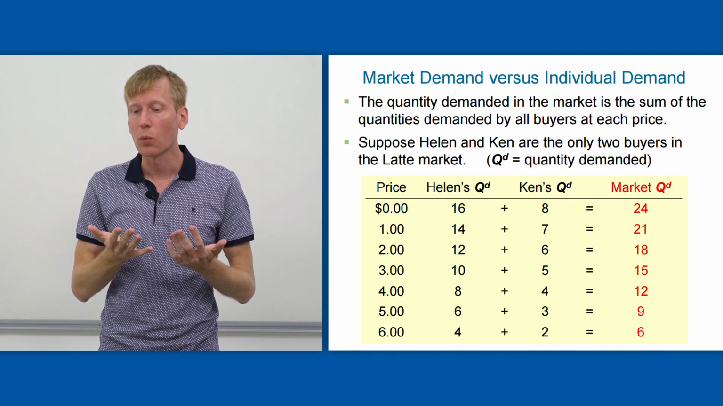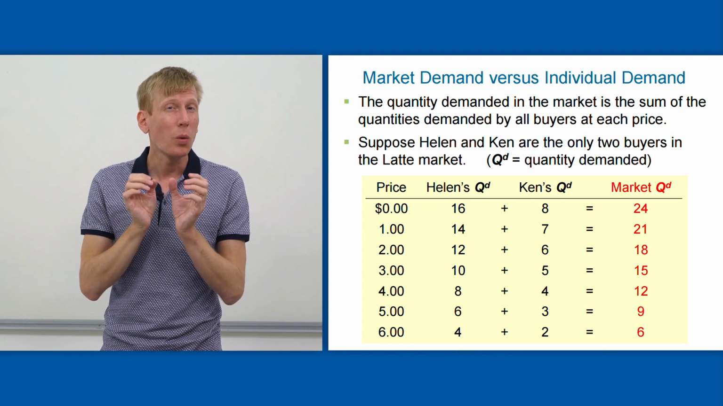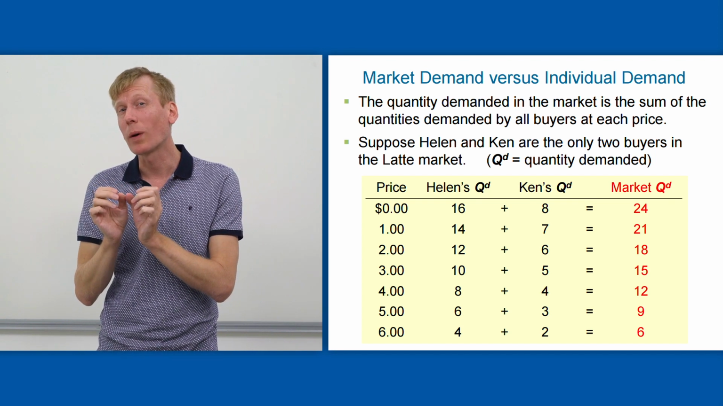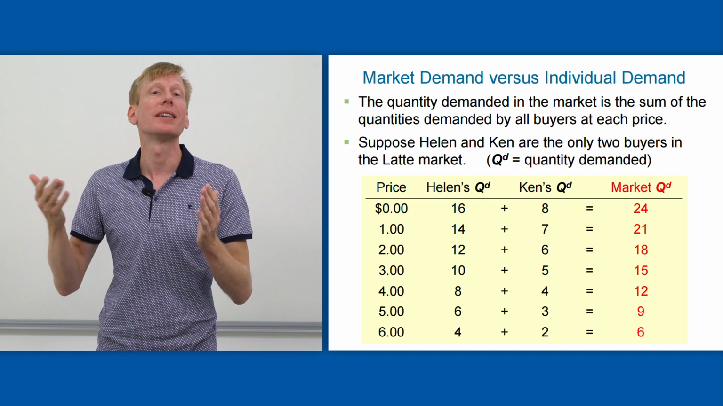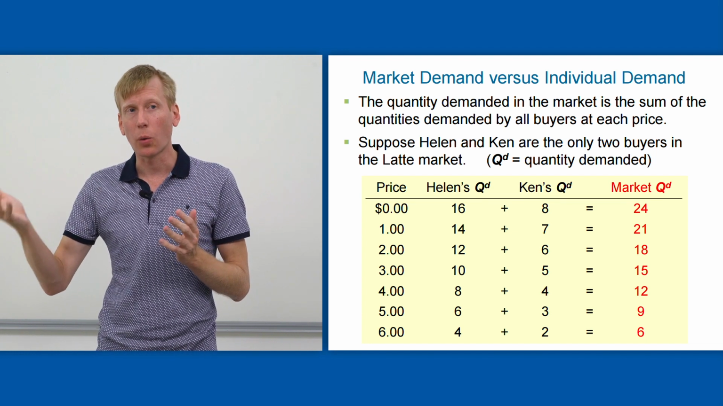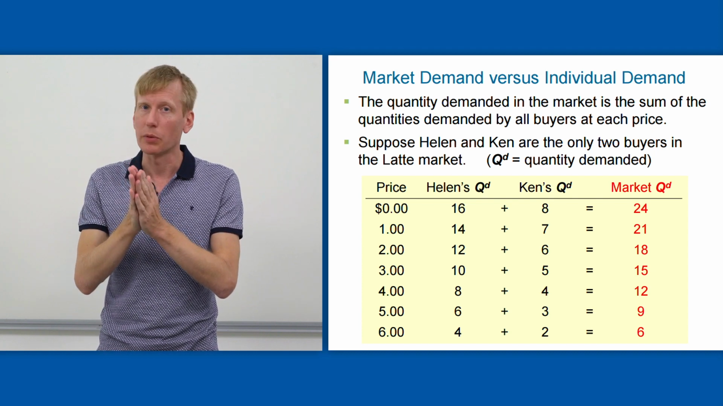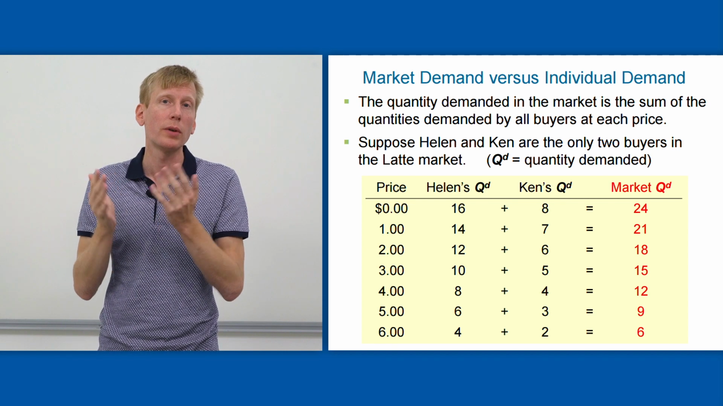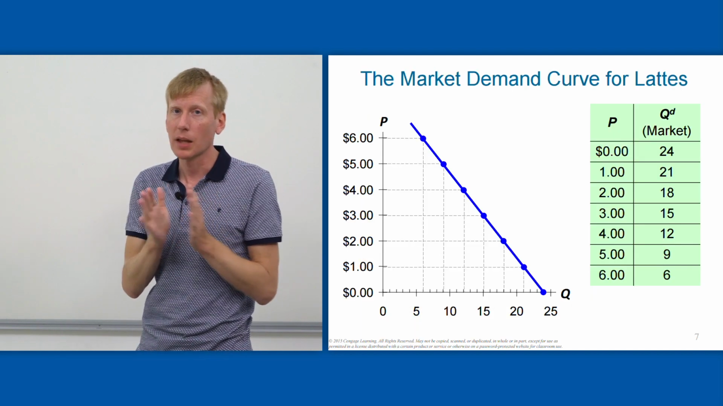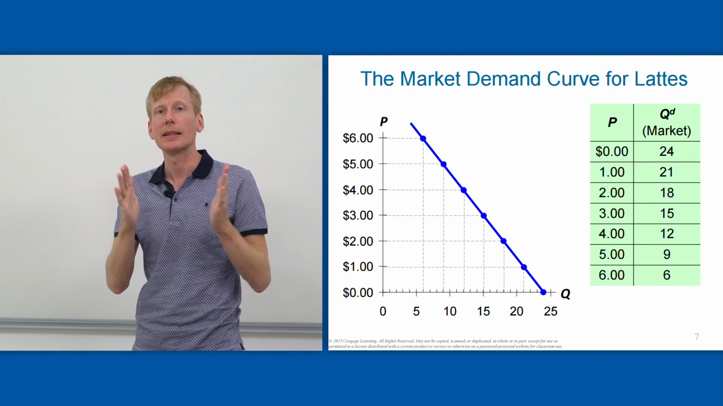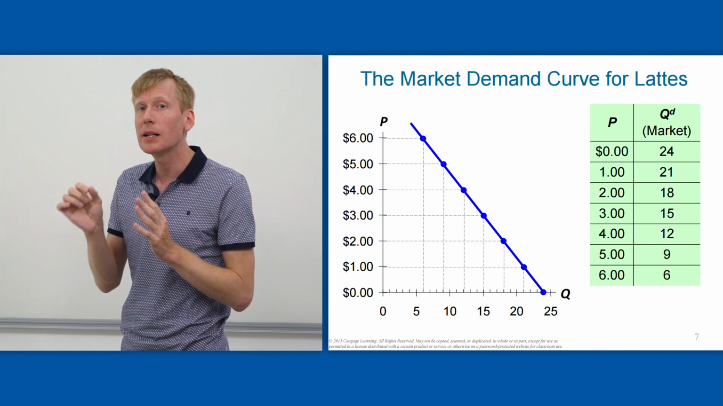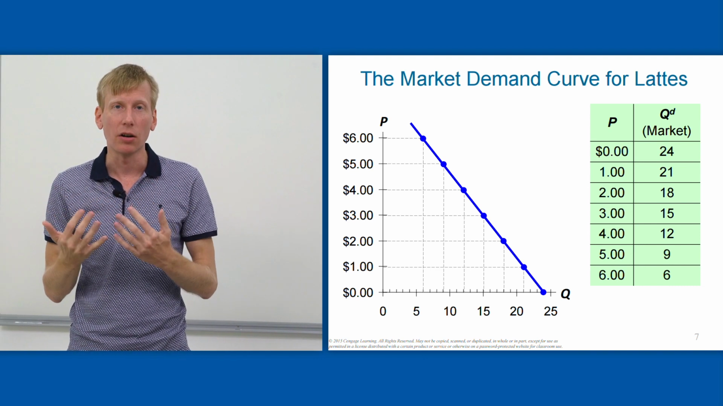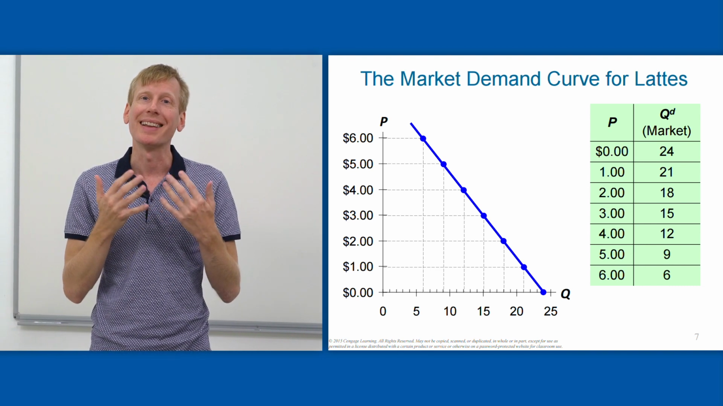Then move up to a price of 1 and see at that price of 1, what's Helen's quantity demanded, what's Ken's quantity demanded, add those two together, and you get the market quantity demanded. Now do the same for each and every price, and you get a market demand schedule to go along with your two individual demand schedules. And just as we would do with an individual demand schedule, we can plot out all of those combinations on the market demand schedule to make a market demand curve, or a market demand line.